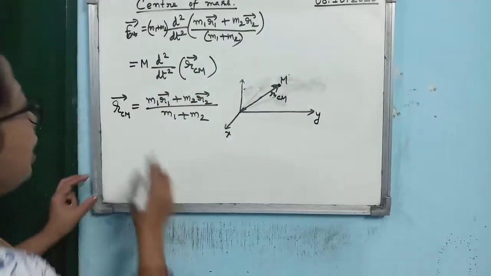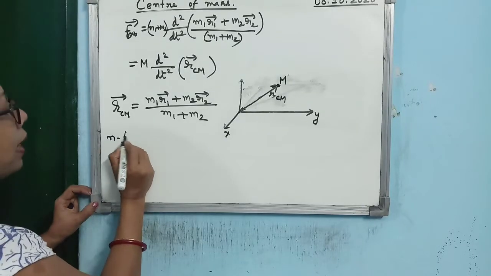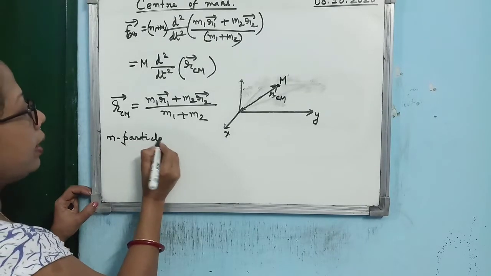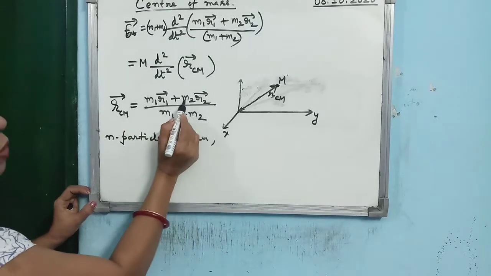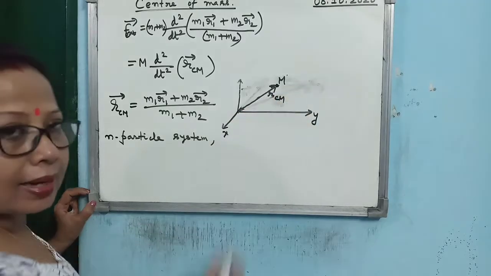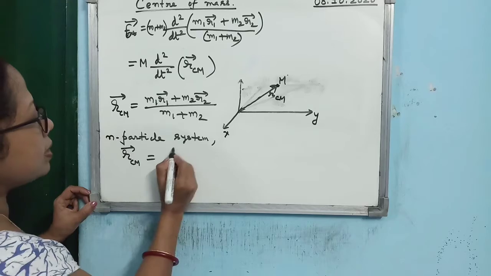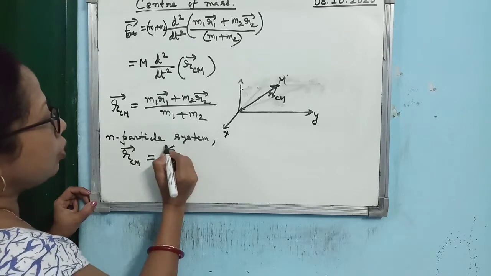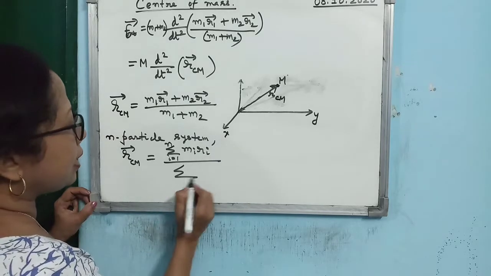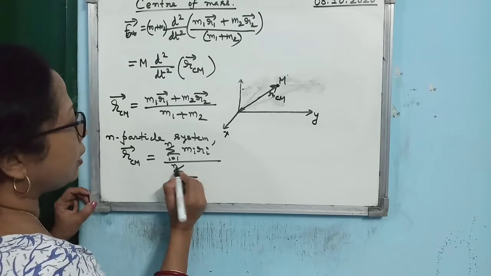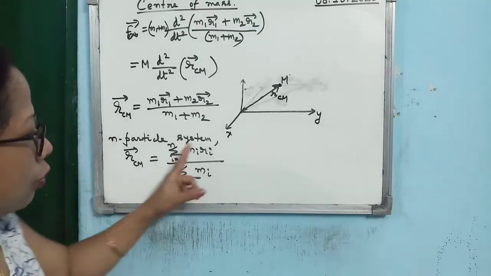Now, if instead of a two particle system there is an n particle system, how to write it? For an n particle system, this will be M1 R1 plus M2 R2, and so on, with MN RN last. Is that clear? So in that case RCM is equal to sigma i equal to 1 to n of mi Ri divided by sigma i equal to 1 to n of mi. Is that clear? And I hope everybody knows how to expand it.